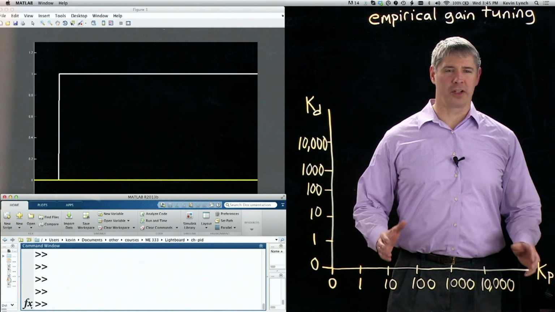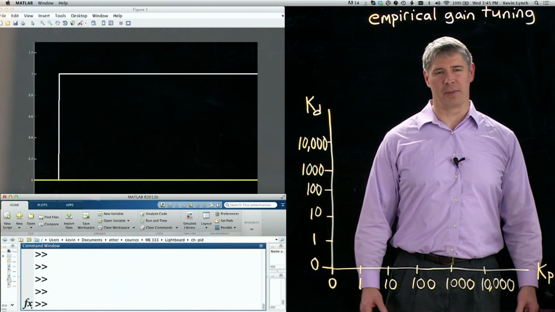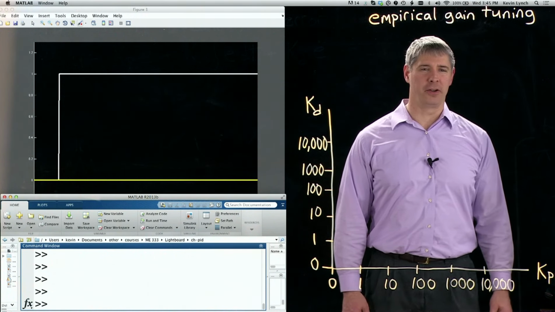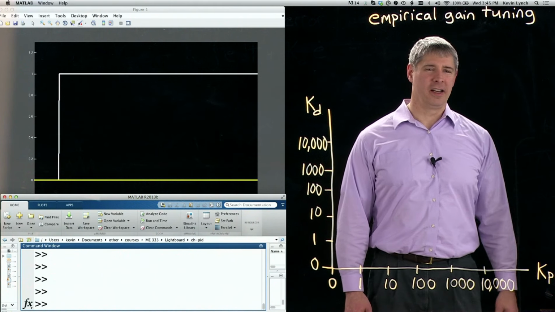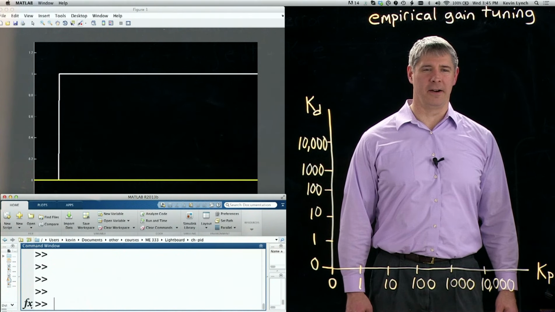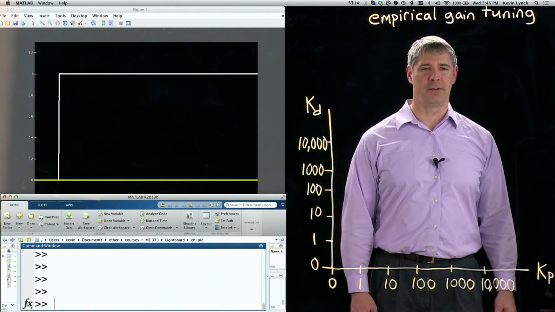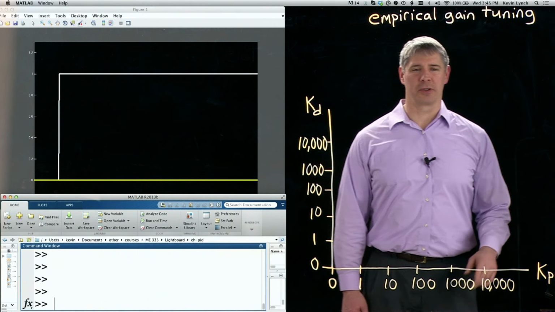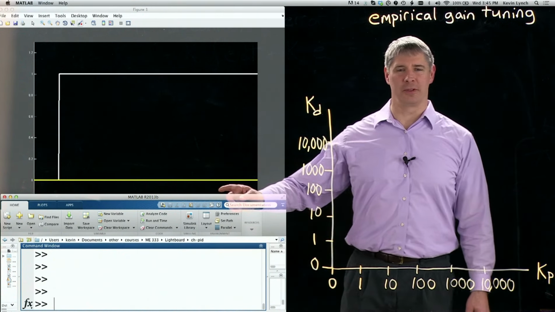So first you might want to choose some reasonable gains for your system based on how much control effort you know is available and how much error you can expect to have. So we're going to start with some reasonable gains, but first let's take a look at our system over here.